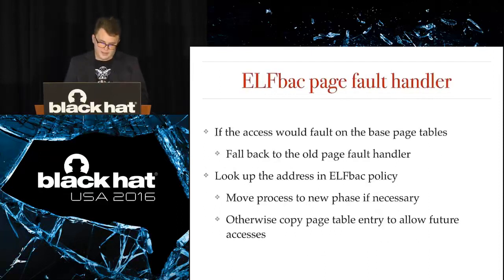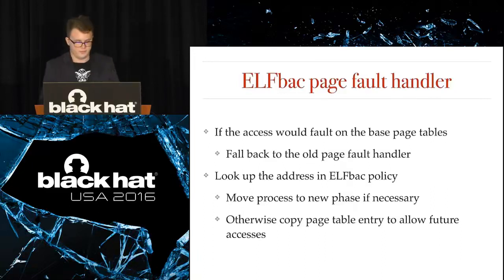We use that and instrument the page fault handler to then enforce our policies. When we encounter a page fault in a process that is using elfback, we first look at the original page tables that the rest of the kernel still maintains for us and see if it would have caused a fault there, in which case you're actually doing something else, and we'll pass it off to the old page fault handler to, for example, swap in your process or perform copy on write, etc.